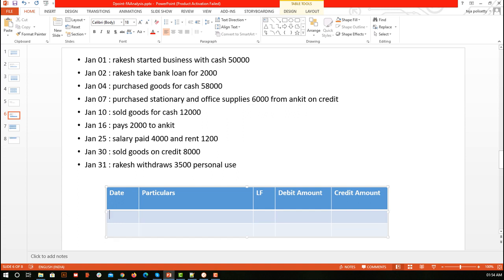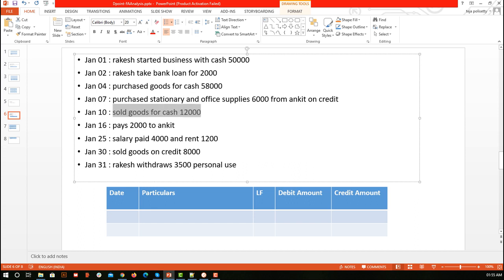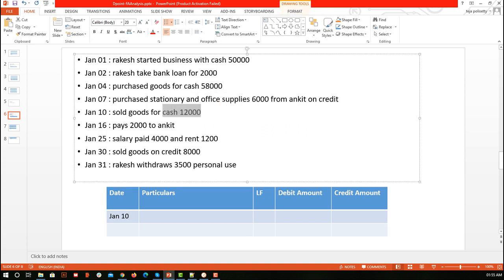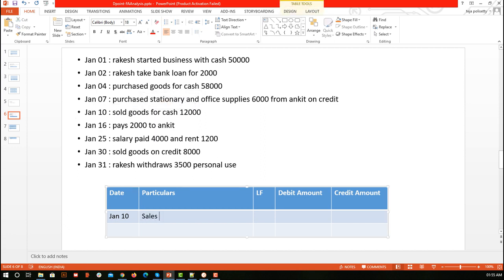Now our next transaction is sold goods for cash 12,000. So let's write the date first, Jan 10. Now what all accounts are involved? One, we can see cash account for sure, and here sold goods means some selling has happened, so we can say sales account. So let's write sales, and this is the format. We are going to decide whether it is a debit account or credit account, then whether we need to write DR or To. And the next account is cash account.